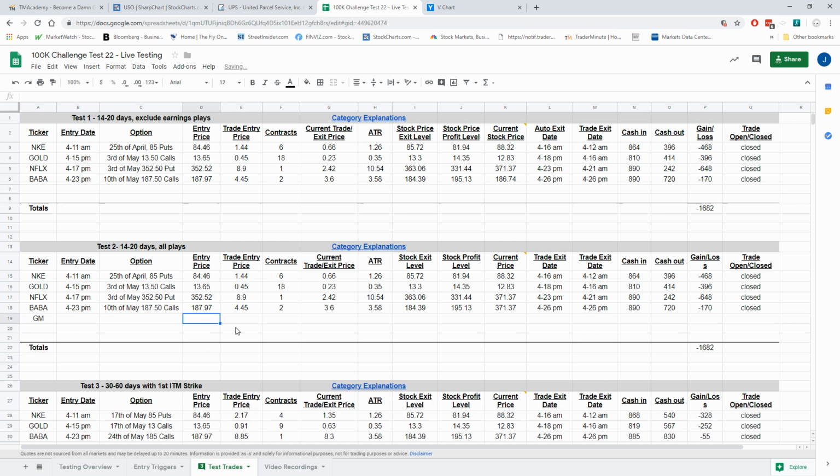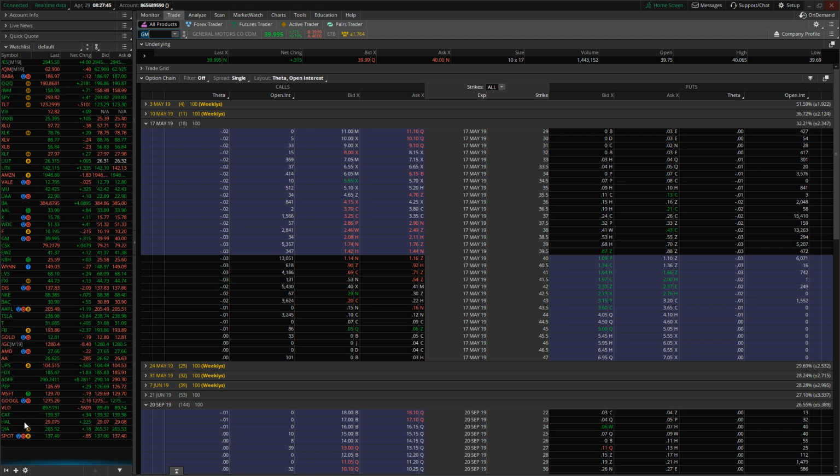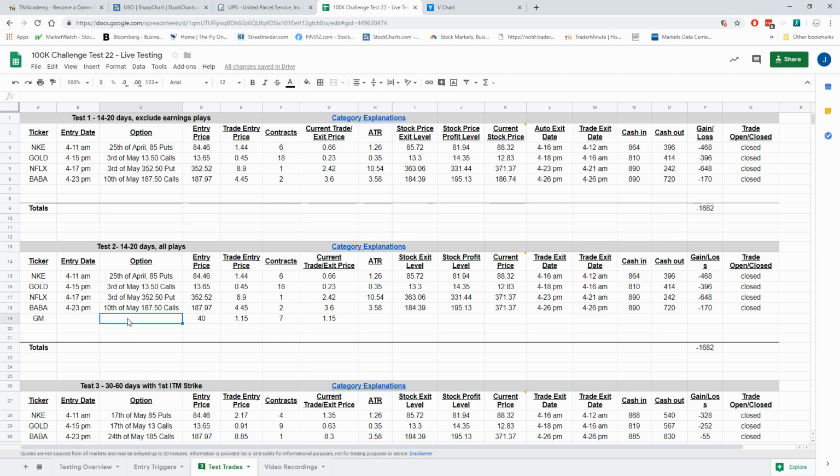Entry price of the stock, $40 and $1.15 on the option here. So if we do 7 contracts there with that, we'll be good to go. And these are once again the 40s, the 17th of May 40 calls. Okay, and today is 4:29 a.m.